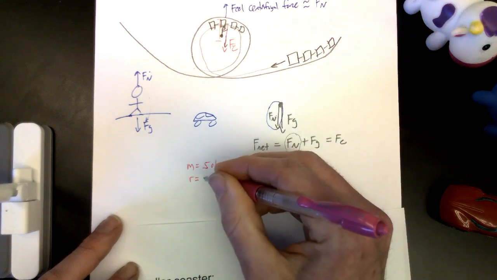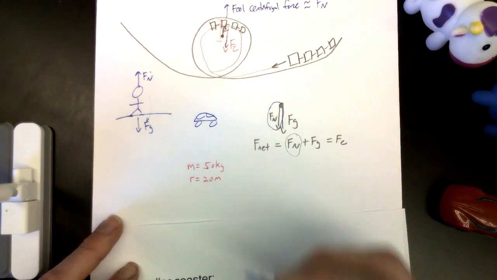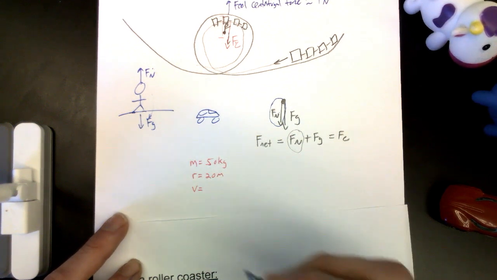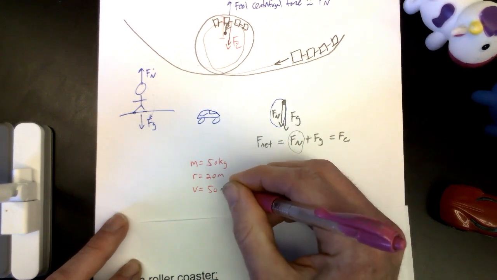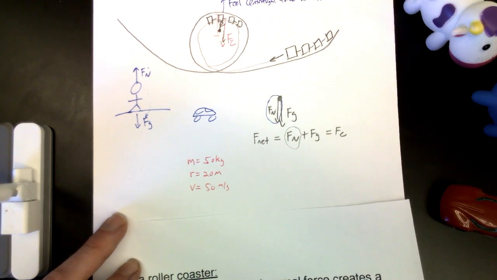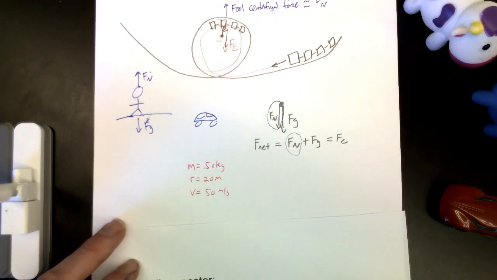Let's call it 20 meters or something like that. It'd be a pretty big loop on a roller coaster. And let's say you're going reasonably fast here, maybe something like 50 meters per second, right? So that's like 100 miles an hour. So it's a really fast roller coaster. And let's see what this is going to feel like.